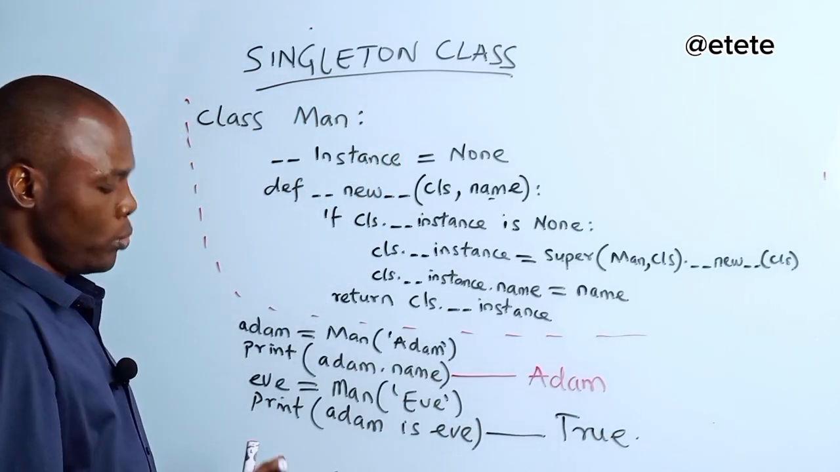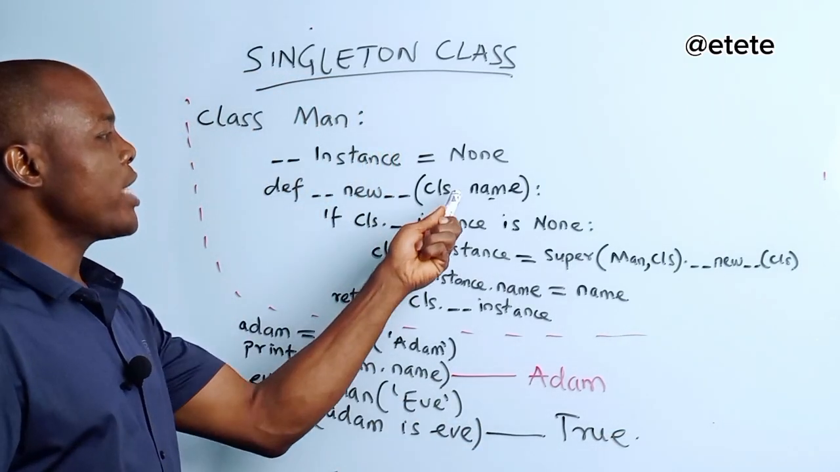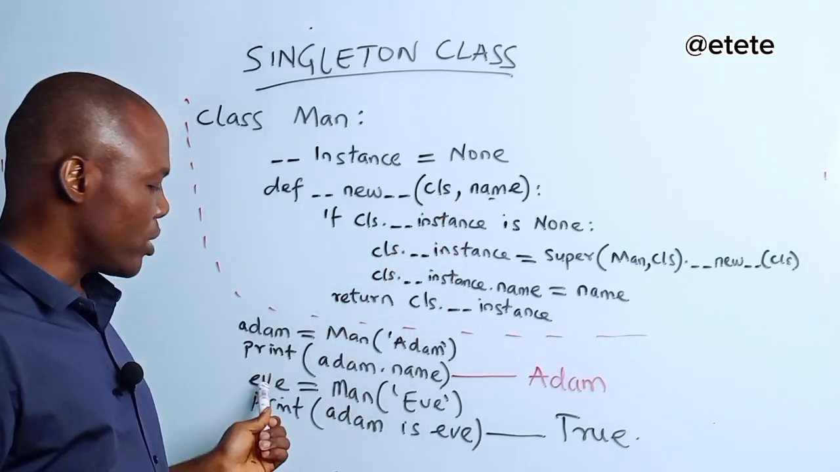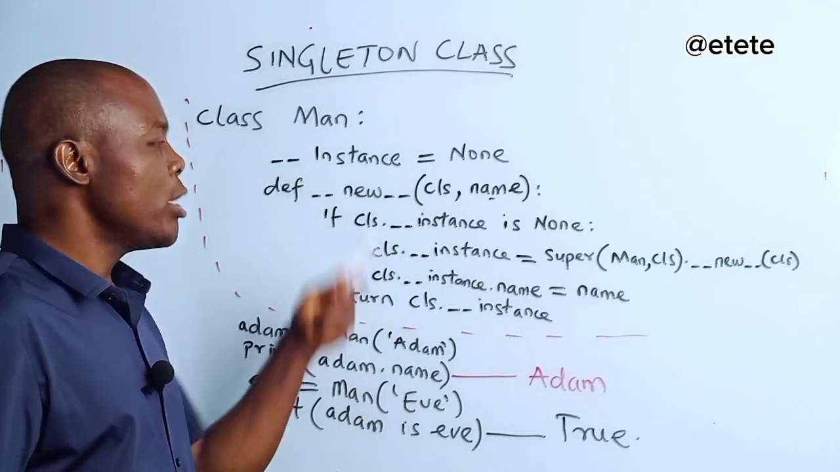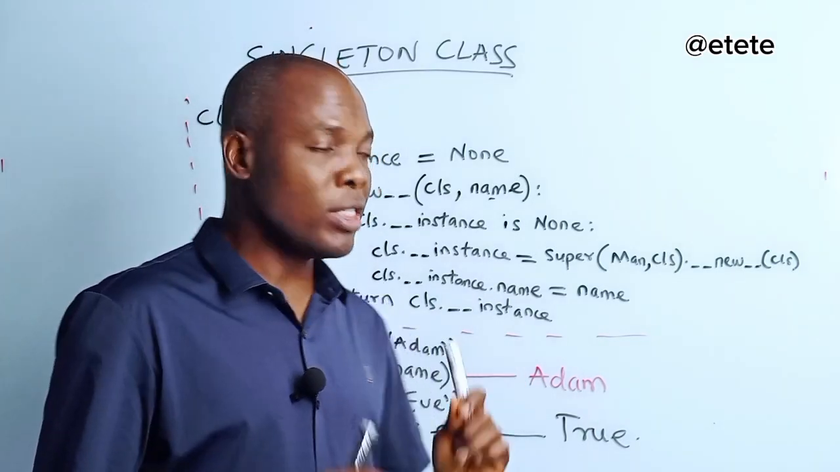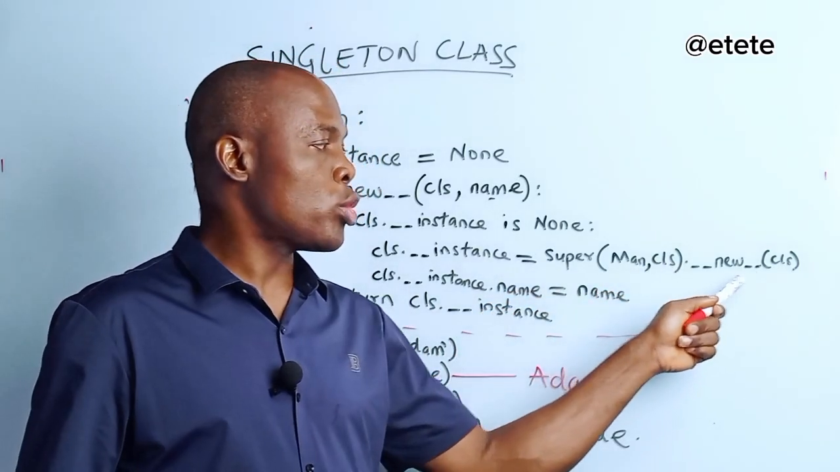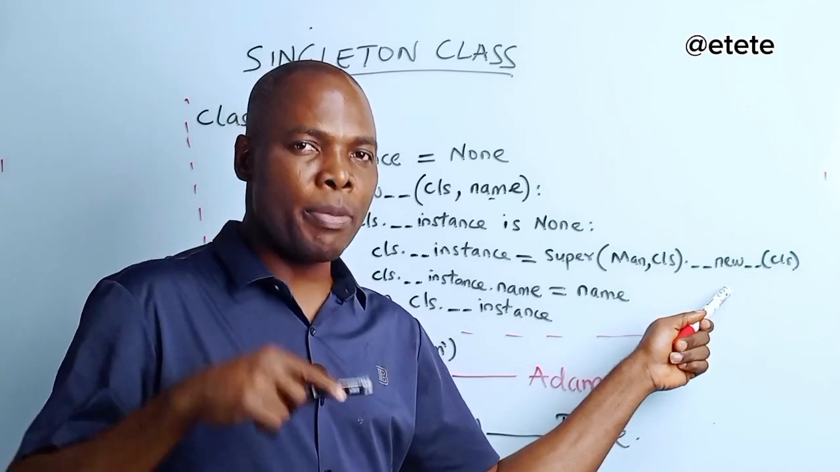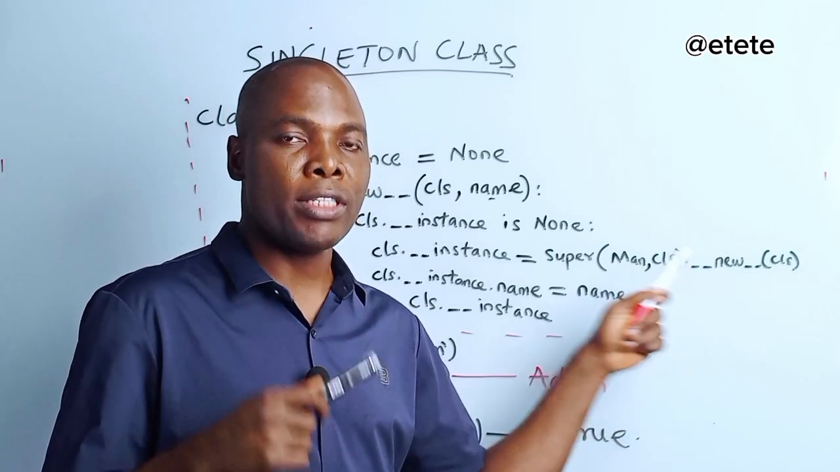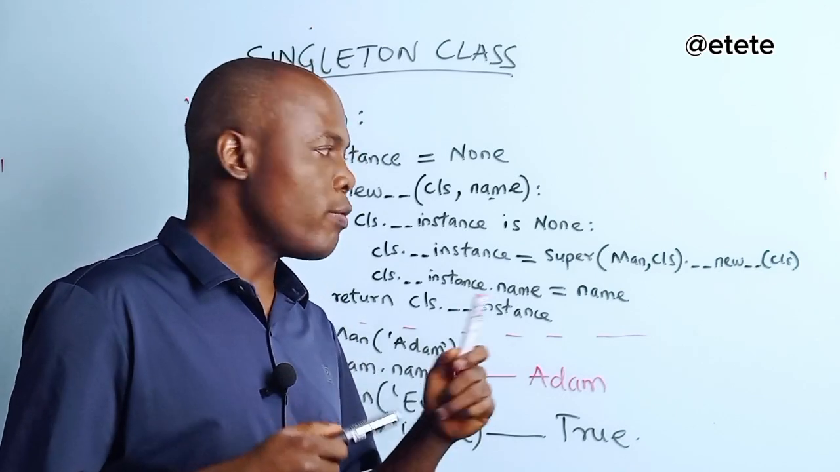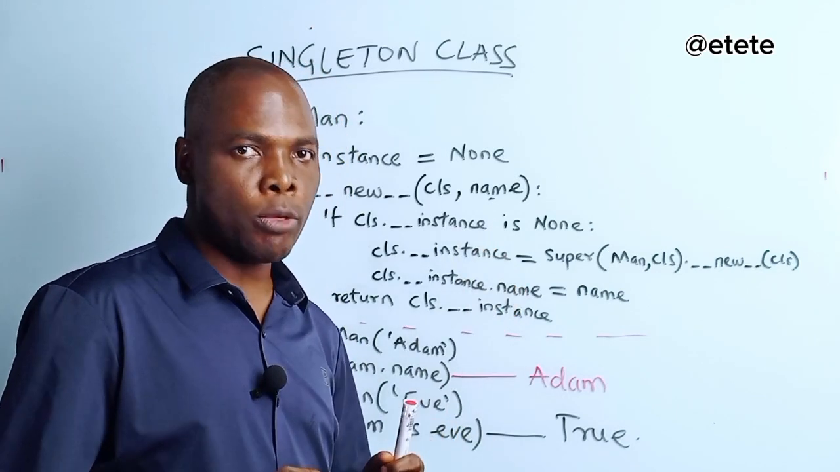It will print out true. So I can only instantiate this class once. Every time I try to instantiate it again with another object, it will always return the first instance that was created. So this is how you are able to control the __new__ method of the parent class, which is the object class, because every class that you create is a child of what? Of the parent class object.